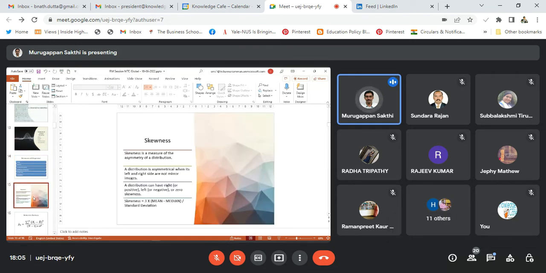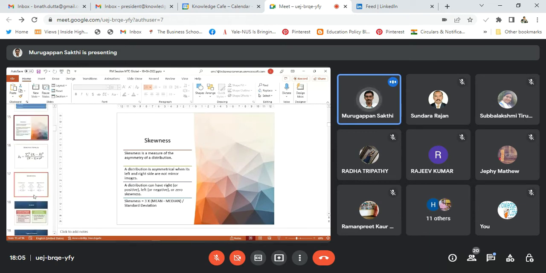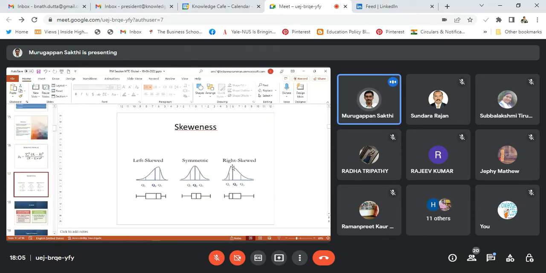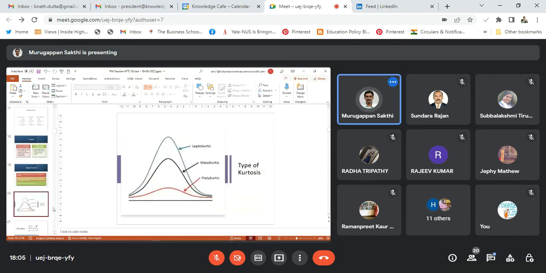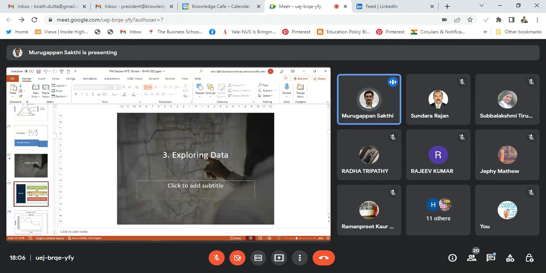Right. Next, what we have covered is skewness. Skewness is nothing but asymmetry in the distribution. With graphical representations, we have seen whether the teacher is a lenient teacher, a very tough teacher, or a moderate teacher. Then next, what we have seen is kurtosis. There are three types of kurtosis: leptokurtic, mesokurtic, and platykurtic. Platykurtic is a very flat curve, a very peaked curve is leptokurtic, and mesokurtic is a normal distribution.